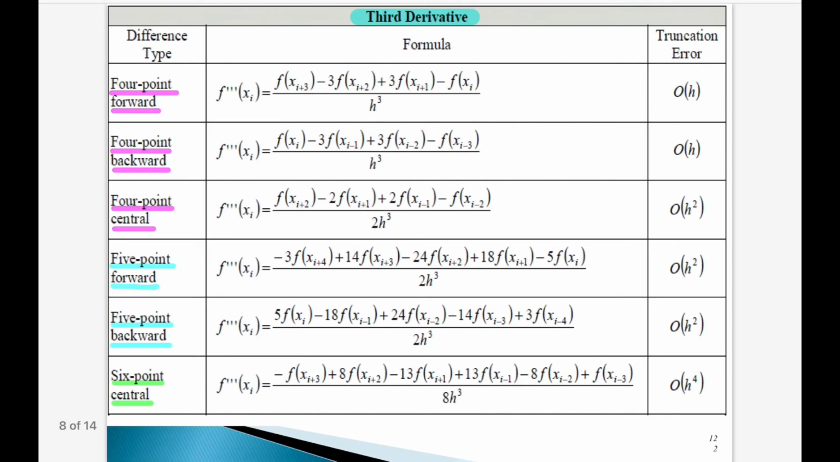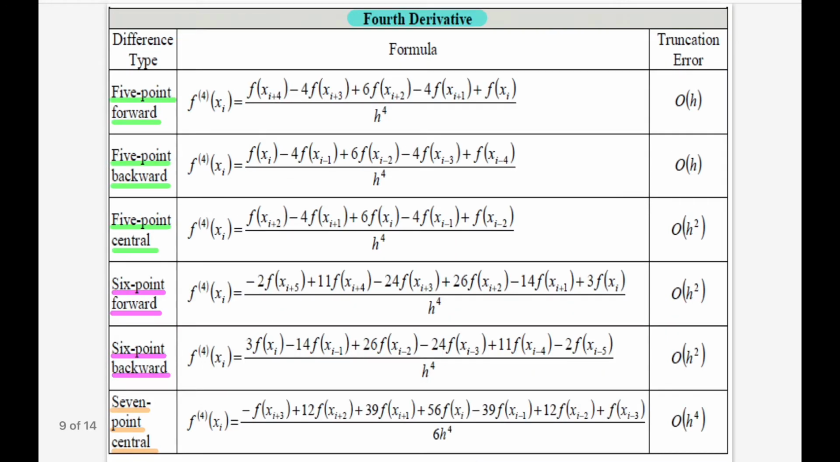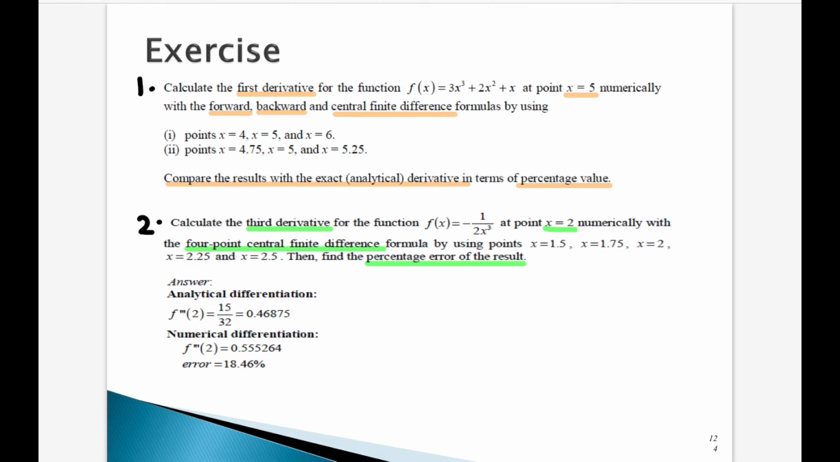And for third derivative, f triple prime x. Okay, and also for fourth derivative. Okay, now let's discuss this exercise. So here I have underlined some of the important points.